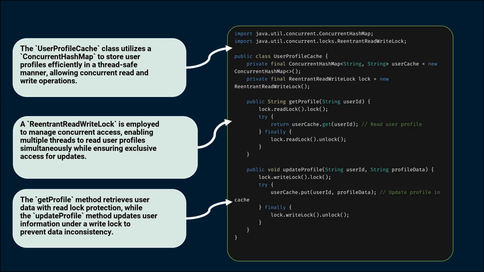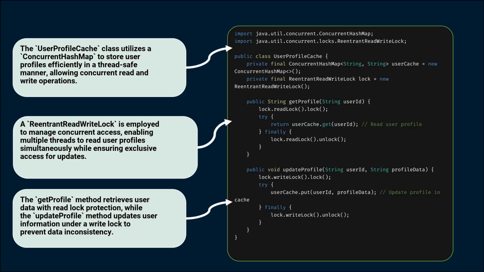By obtaining this lock, it ensures that multiple threads can access this method simultaneously without blocking each other, thus enhancing performance during read operations. The lock is released in a finally block to guarantee that it is freed, even if an exception occurs.